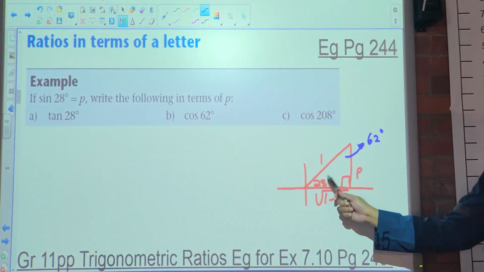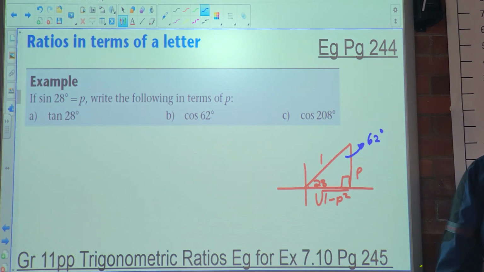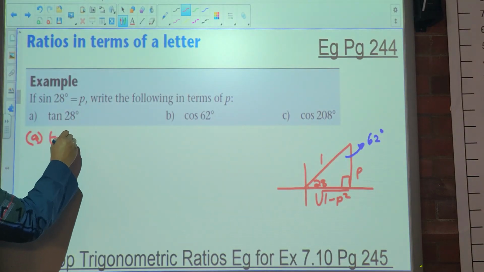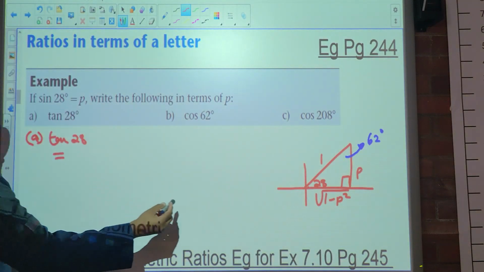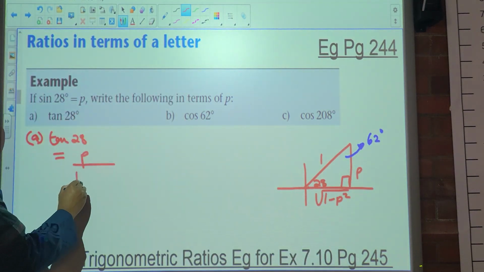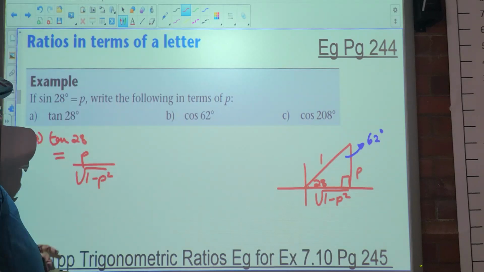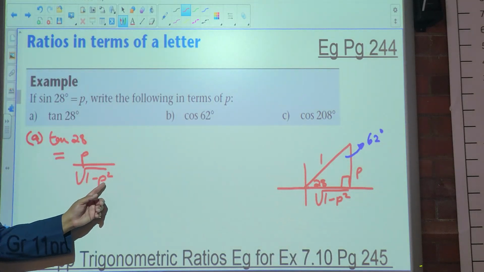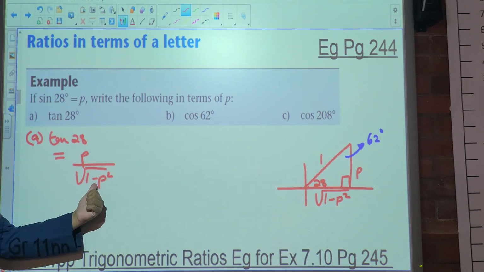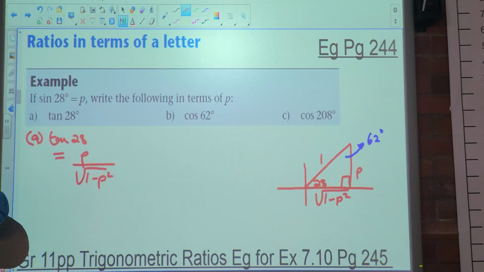So I can use 28 or 62, it doesn't matter. You see that, people? So let's go with number 1. They want tan of 28. Tan is opposite over adjacent. So it's p over the square root of 1 minus p squared. Can I take the square root of 1 minus p squared and say it's p minus 1? Why not? There's a minus between it. If there's a minus or plus between it, we can't take the individual squares there. Okay? Let's look at B.